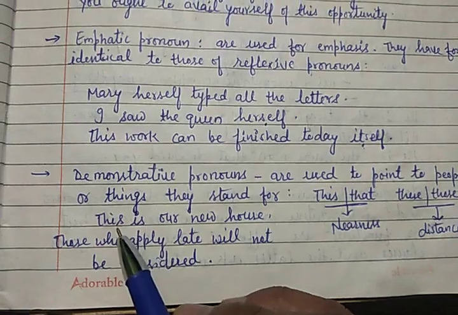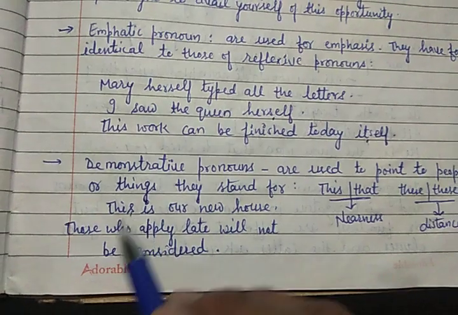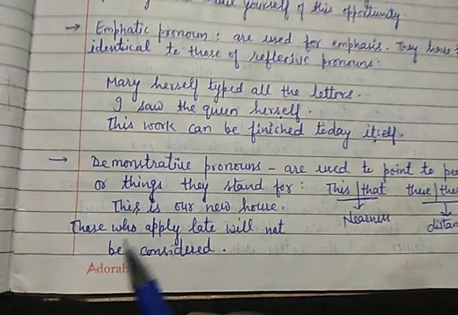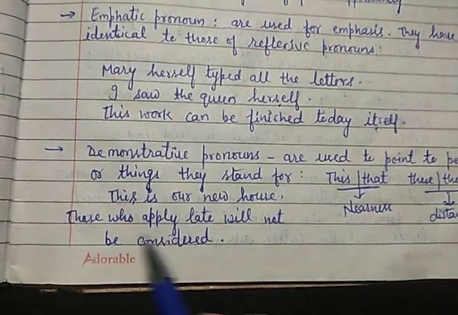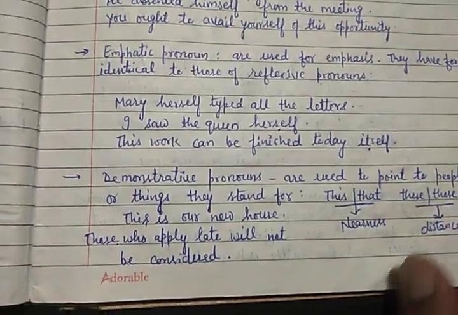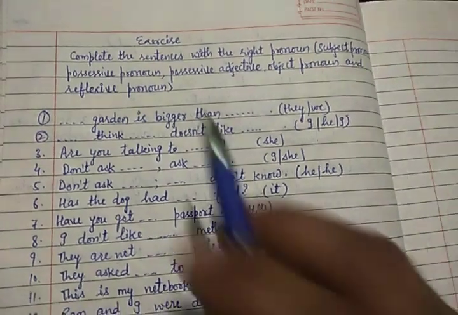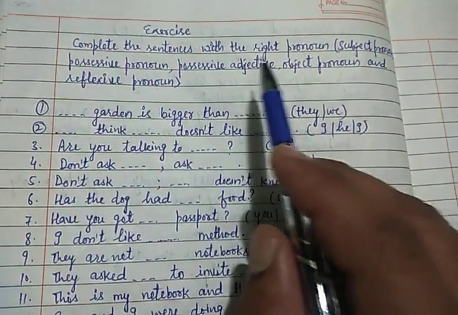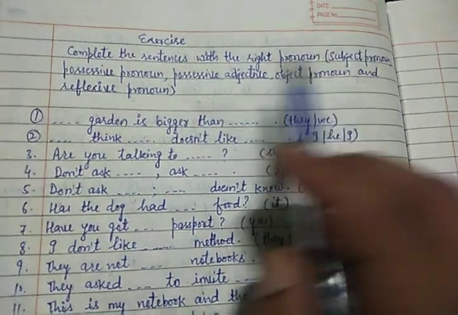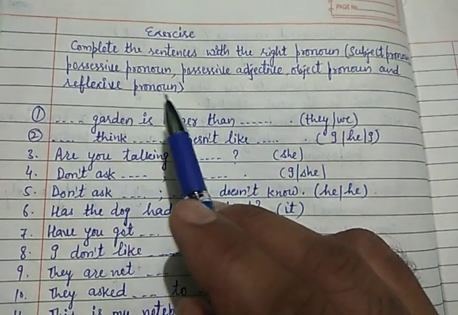Let's have a look at the examples. This is our new house. Here we have used this. And "Those who apply late will not be considered." Here we have used those as demonstrative pronouns. So in order to understand them thoroughly and completely, let's have a look at the examples and exercises. Complete the following sentences with the right pronoun: subject pronoun, possessive pronoun, possessive adjective, object pronoun, and reflexive pronoun.